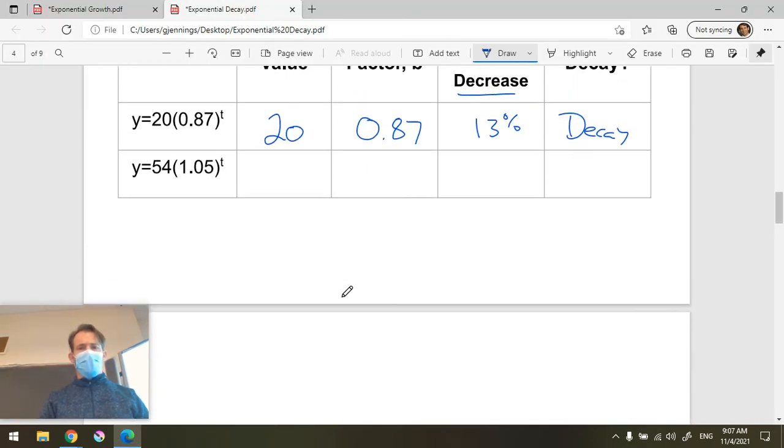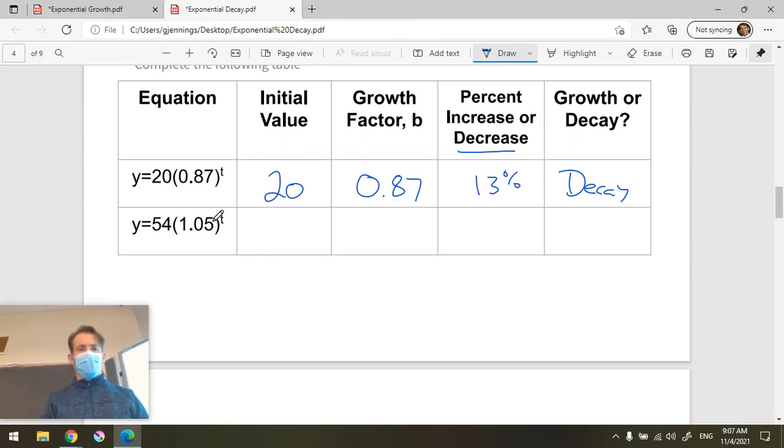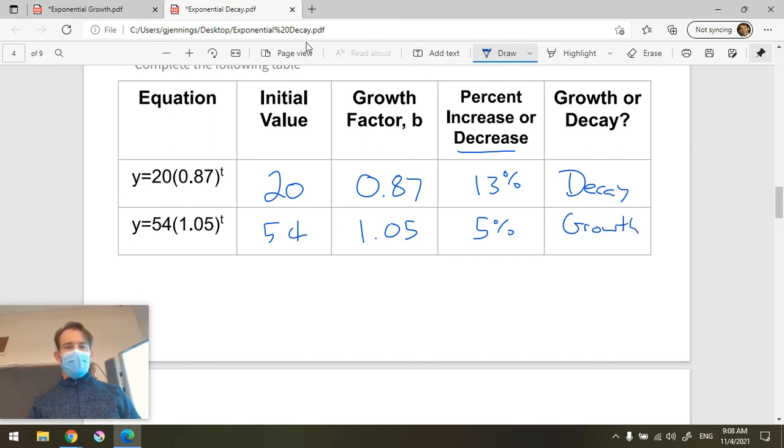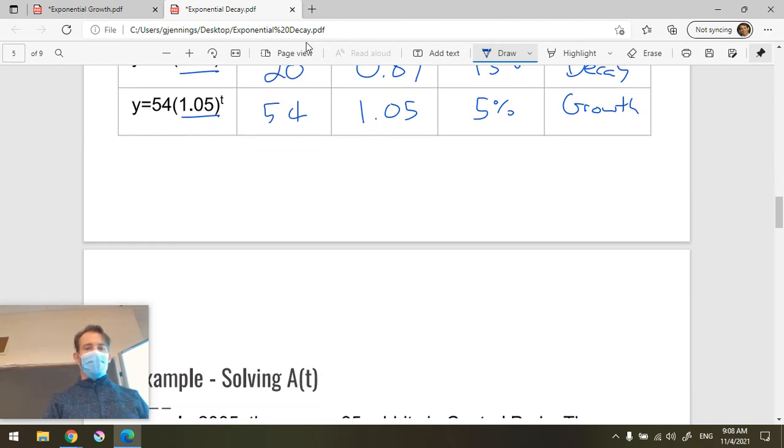So we'll have a cleaner algebraic example to show you. So here, 54 times 1.05 raised to the power t. What's my initial value here? 54. What's my growth factor? 1.05. And what's the percentage increase or decrease? 5%. Is that giving me growth or decay? Growth. Good. So I recognize this number is bigger than 1. It's going to grow. This number is smaller than 1. It's going to get smaller. It's going to shrink. It's going to decay.